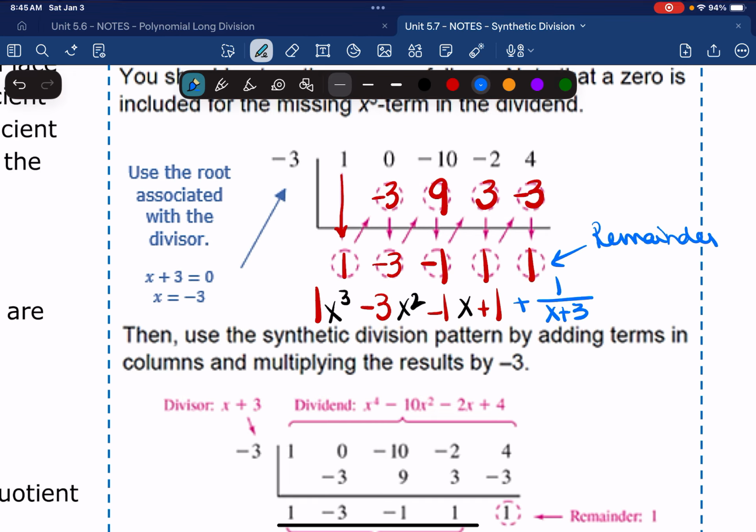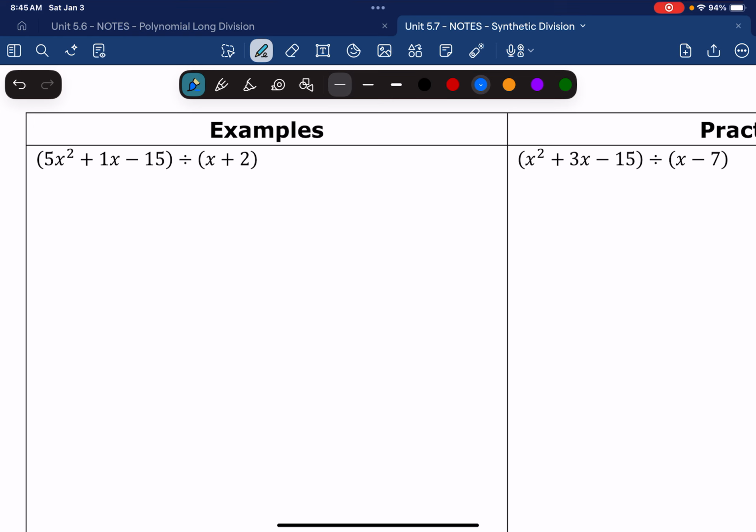Okay? So it's quite a bit faster than polynomial long division. Again, you don't have to use this method if you don't want to, but I think after you practice it a couple of times, you're probably going to want to use it. All right? So let's do some actual problems here. All right, here we go.